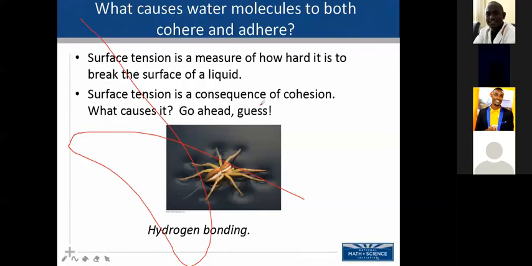Any questions there again? On surface tension, cohesion, and adhesion?